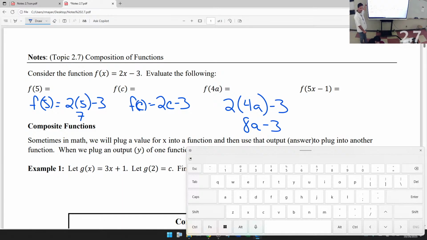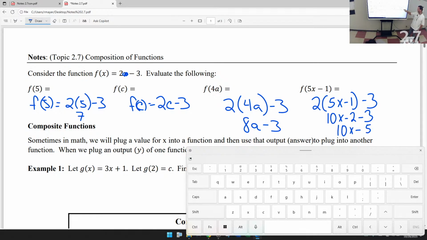And the next one, now this is the one that students start messing up on a little bit. They want to put 2x times 5x minus 1, and it's not 2x times that. You are replacing this x. I replaced the x with 5. I replaced the x with c. I replaced the x with 4a. So I've got to replace the x with 5x minus 1. So now instead of 2x, it's going to be 2 times 5x minus 1, and then minus 3. And that is going to give me 10x minus 2 minus 3, combining, 10x minus 5. Yes, no, easy enough, good. You will not see a question like this on your test.